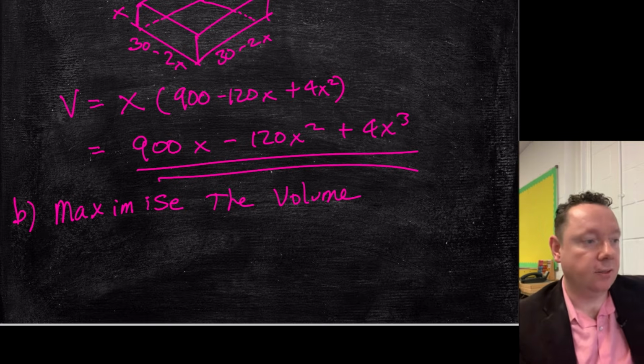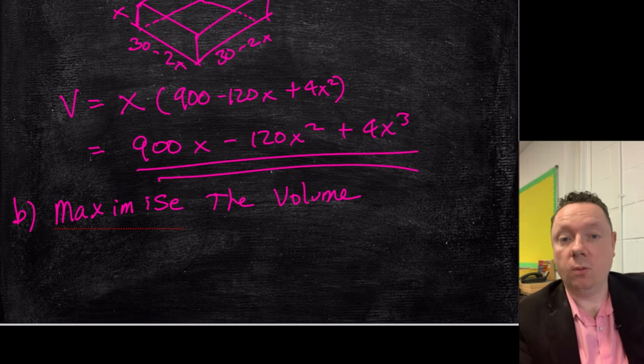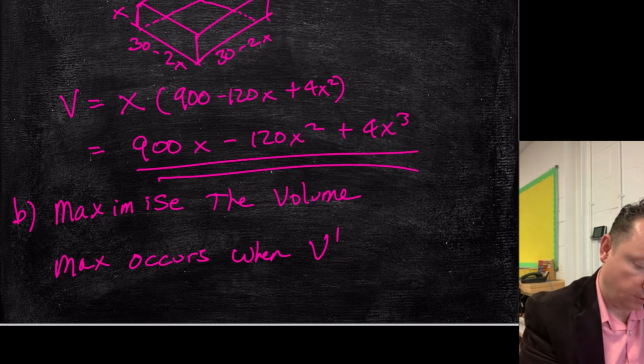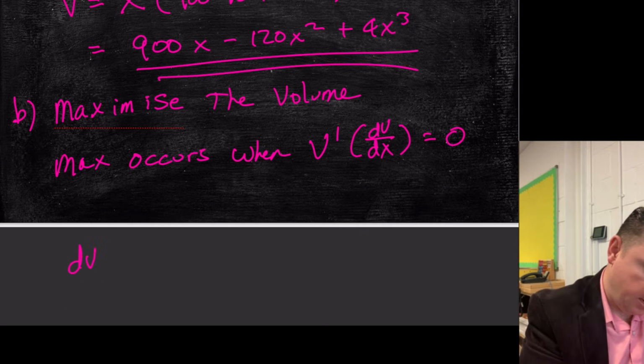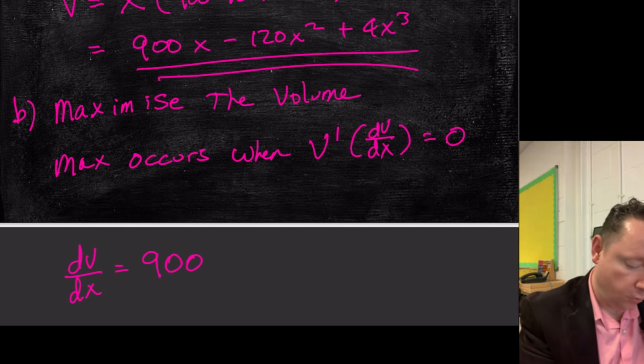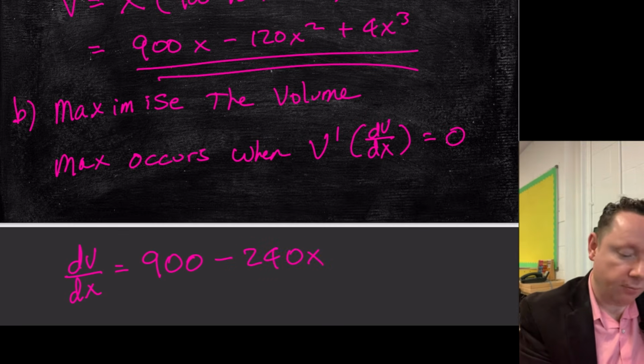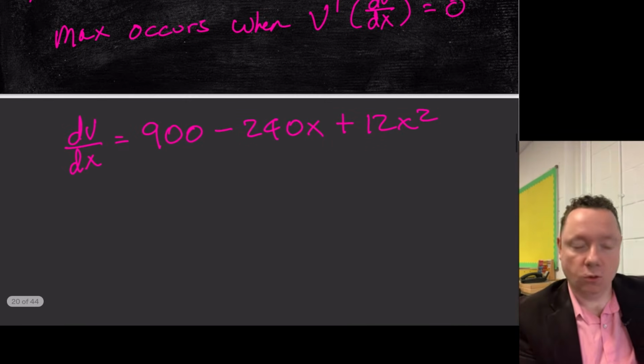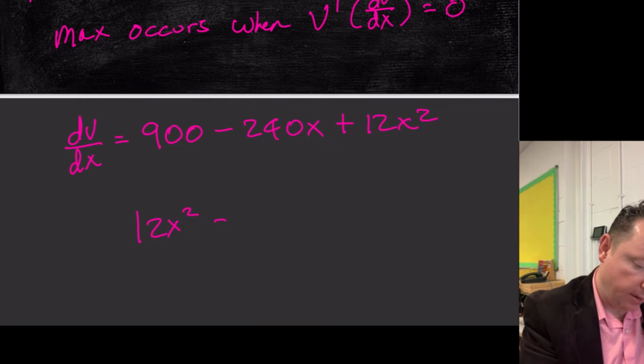You're just thinking when it says find the max, stationary points occur when the differential equals 0. Max occurs when the derivative, V dash we'll say, or dV by dx equals 0. The dV by dx is equal to 900, 2 times 120 is 240, so minus 240x. And 4 3's is 12, so plus 12x squared. So we can rearrange that into the standard quadratic form. So 12x squared minus 240x plus 900 equals 0.